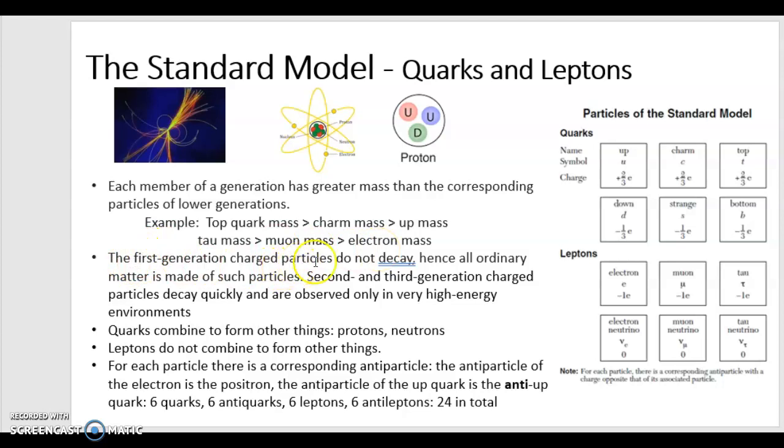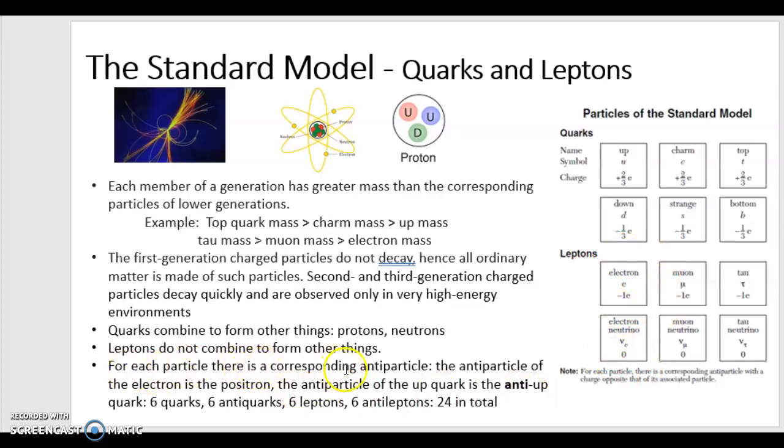The first generation charged particles do not decay. Hence, all ordinary matter is made up of such particles. Second and third generation charged particles decay quickly and are observed only in very high energy environments. So these second generation and third generation particles decay quickly, and so we only observe them in high energy environments. Quarks combine to form other things like protons and neutrons, so the quarks up here combine to form other things. Leptons don't combine, so our electron and our neutrino don't combine to form other types of particles.